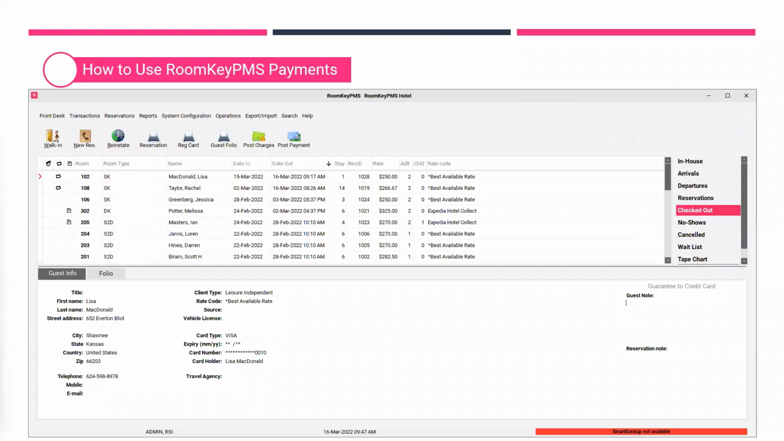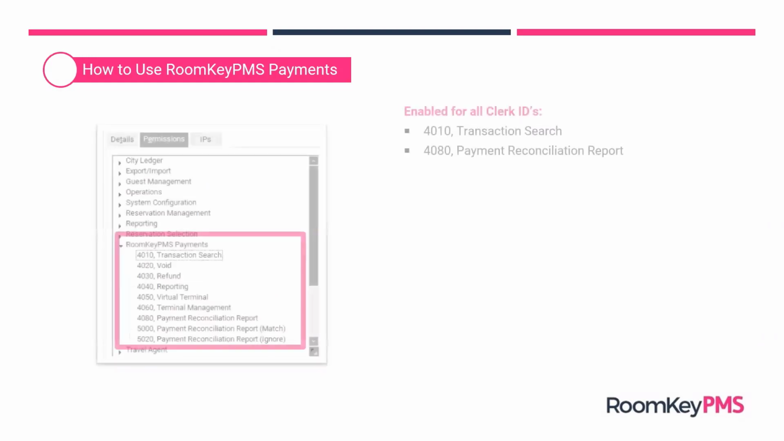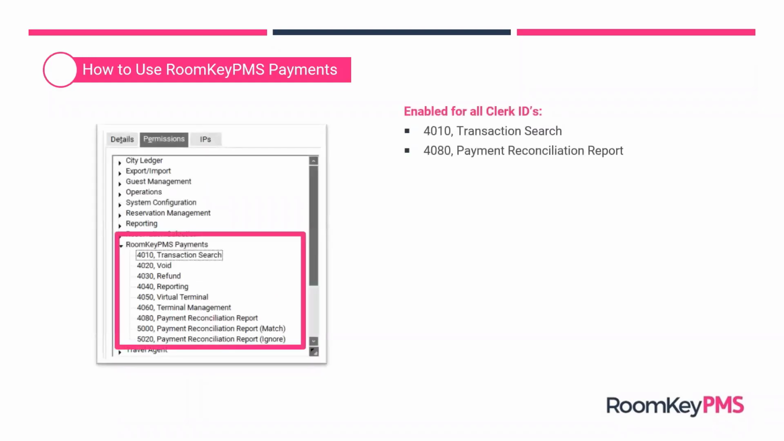Now, I did mention that there is also some new permission sets that come with this new product. So those permissions appearing in one central group now. So if you're taking a look at your clerk ID permissions, you may see a new section called RoomKeyPMS Payments. Now, by default, as I mentioned, all clerks have access to 2 of the permissions. They can view the transaction search, so they can access that Merchant Track portal and they can search for a transaction. They cannot void or refund by default. They can only search for a transaction there.